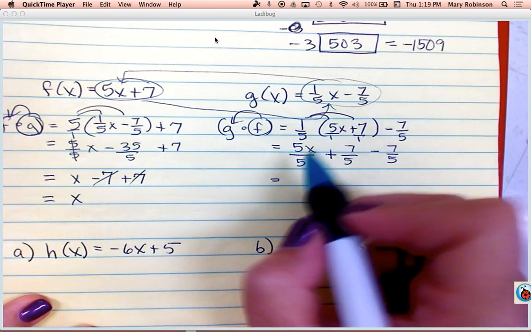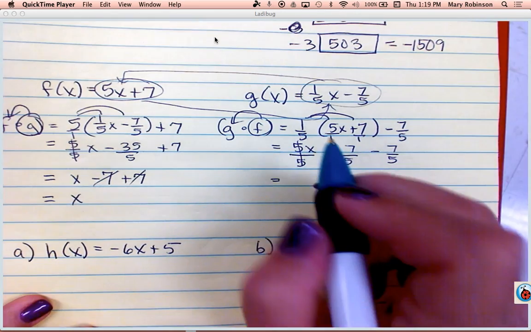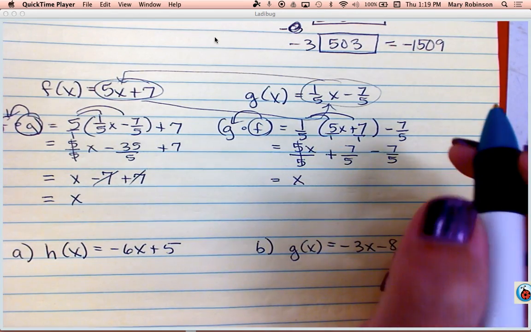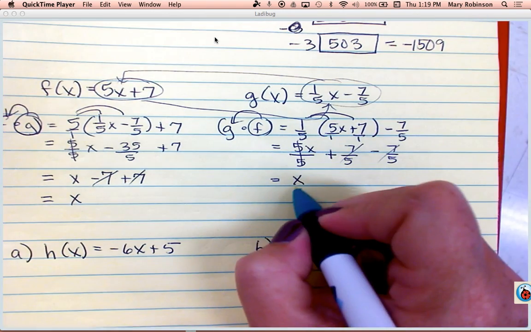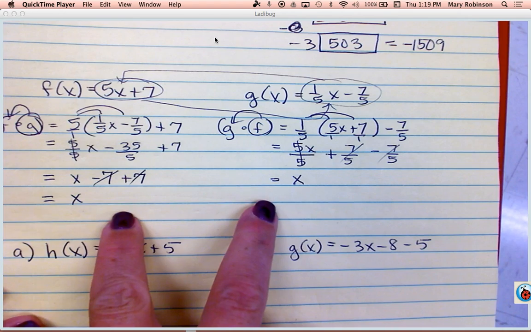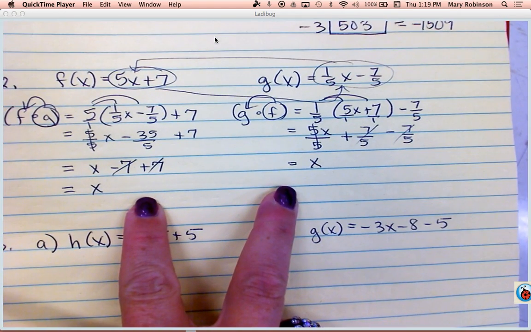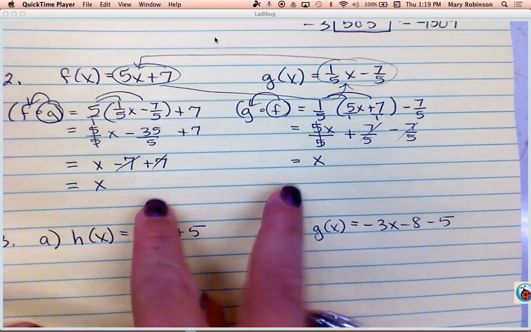Well, hopefully we recognize that 5 divided by 5 equals 1, so that's going to cancel out, leaving our x. But then 7/5 minus 7/5 is 0. So that means we get x. So that's not enough. Now you have to write the statement to demonstrate that you understand that they're inverses.